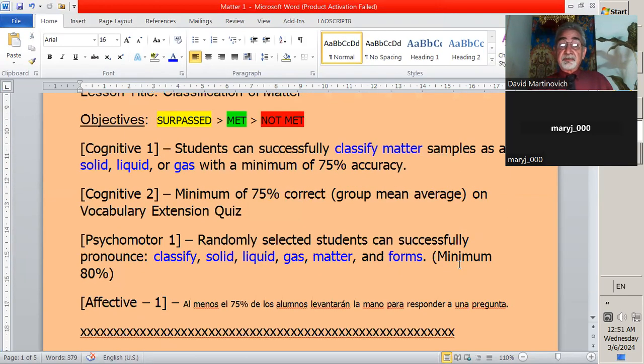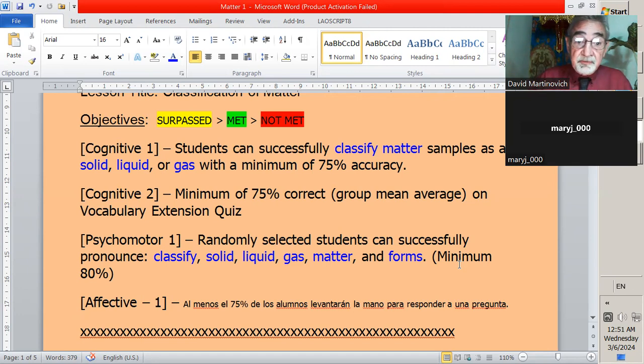So here are the objectives. The cognitive objectives. Objective 1, students can successfully classify matter samples as solid, liquid, or gas with a minimum of 75% accuracy. The second cognitive objective is a minimum of 75% correct, the group mean average, on the vocabulary extension quiz.